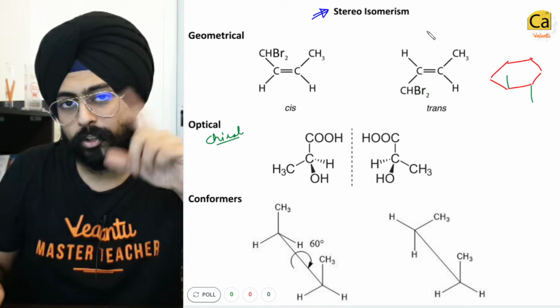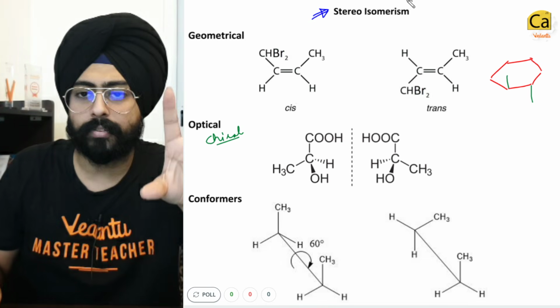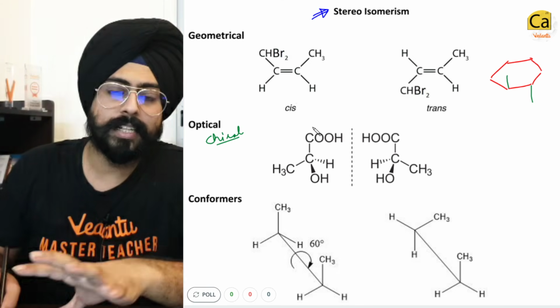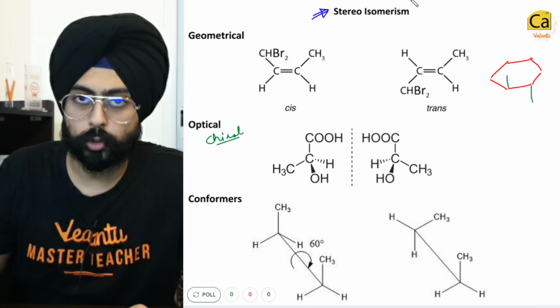Fine. In enantiomers, we also learn about RS configuration. We'll come to that very soon after we revise CIP rules. But this is the idea of optical isomerism. Mirror images not able to superimpose on each other.